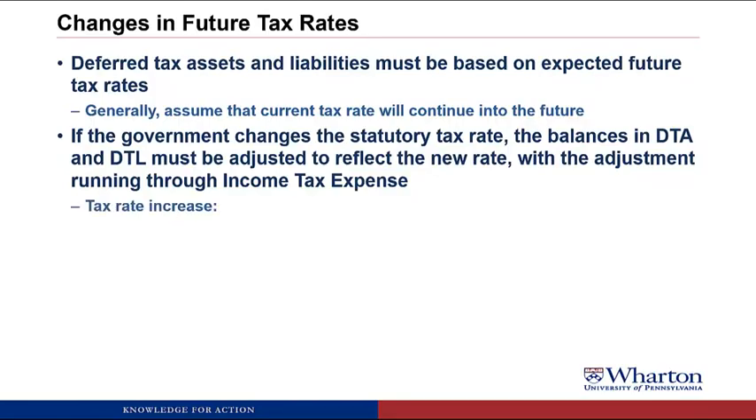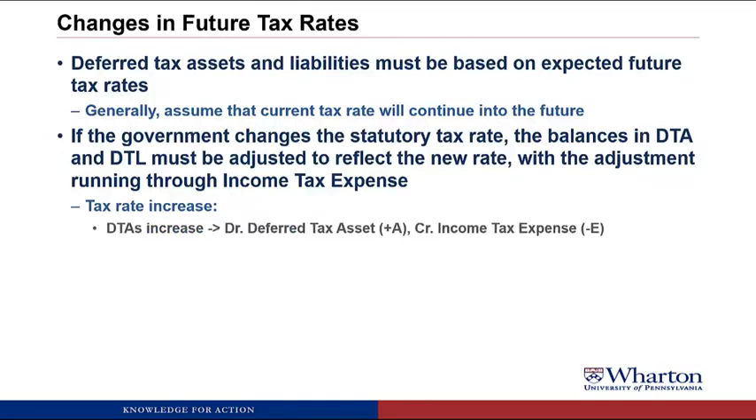So for instance, if the government increased the tax rate in the future, what we would have to do is increase our deferred tax assets, because now we're going to be saving taxes at a higher rate in the future. We would debit deferred tax asset to increase the asset. There's no cash involved in this. There's no income tax payable, so we're going to credit income tax expense as the balancing entry. It'll be a one-time hit to expense based on the tax rate increase.